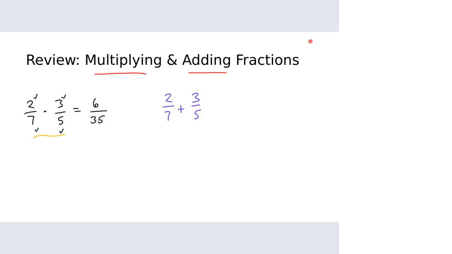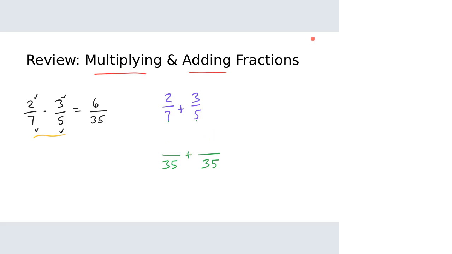So we have to think of a number that 7 will go into, that 5 will also go into. And if you can't think of one, that's all right. You can just multiply those two numbers together to get one. So if we do 7 times 5, we can say, okay, 35 is a number that 7 will go into. 35 is also a number that 5 will go into. So I will use 35 as my common denominator. Now, I can't just write that as 2/35 and 3/35.